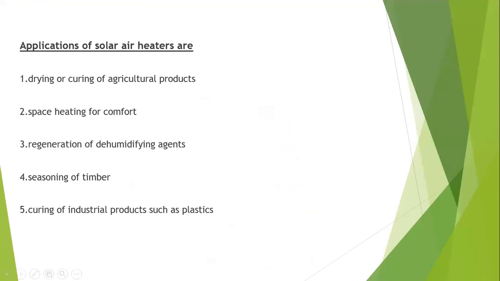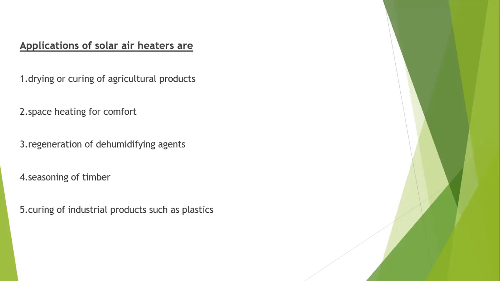Coming to the applications of solar air heaters, there are totally five applications. First one is drying or curing of agriculture products. If you blow hot air, the agriculture products get dried and cured. Second one is space heating for comfort. The required space can be heated to room temperature or desired heat for our comfort. Third one is regeneration of dehumidifying agents, so we can remove the humidity present.